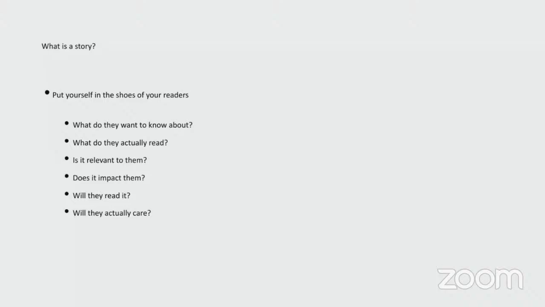What do you think that might be? Well, first and foremost, you need to know what your readers want to read. This is something that I find is, across the board, a misapprehension among student journalists often, and even professional journalists. With every story, you need to ask yourself, what do your readers actually want to read about? What do they want to know about? Is it relevant to them? Does it impact them personally? Will they read it? And the kicker for student journalism is, will they actually care? Because fundamentally, if you're writing stories that people don't care about, you're not going to impact anything. You're not going to be writing the stories that matter.